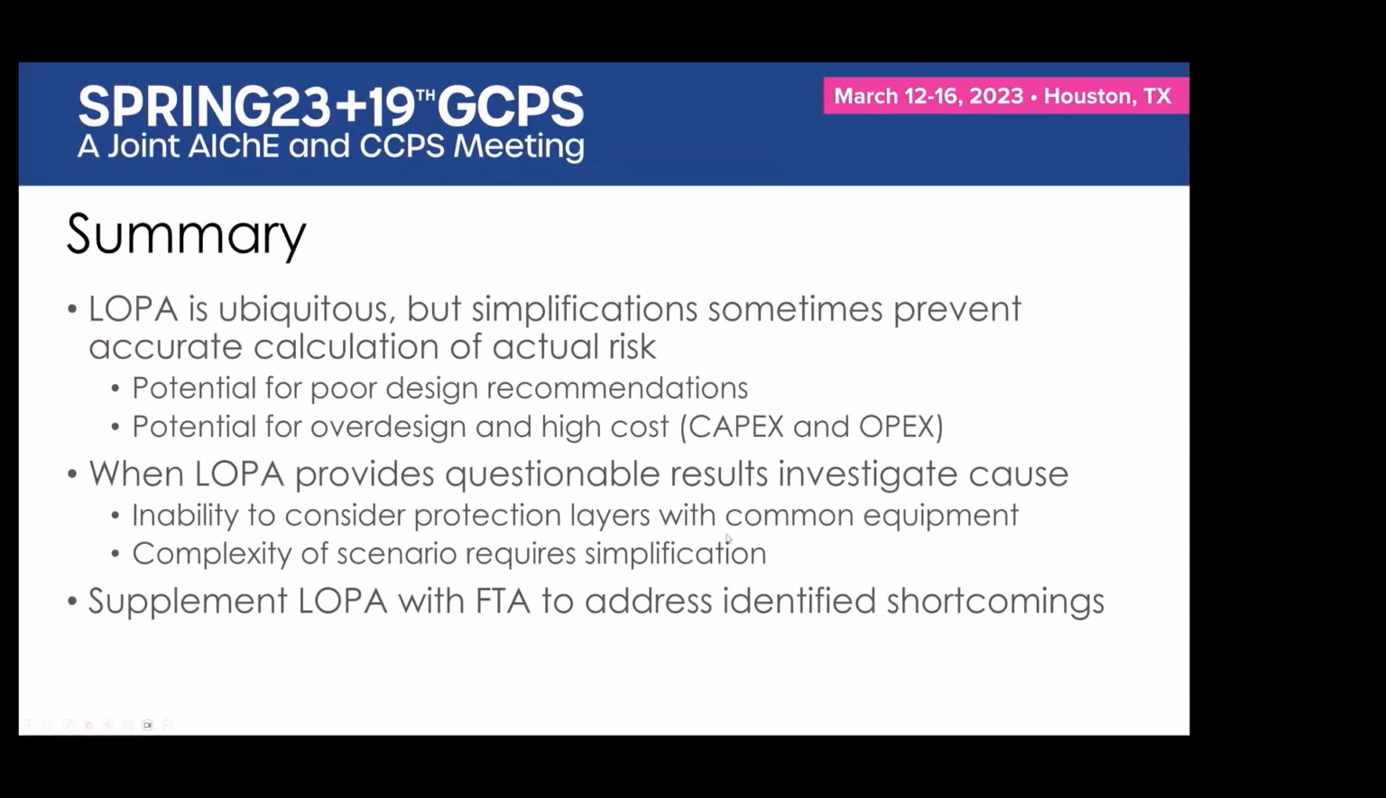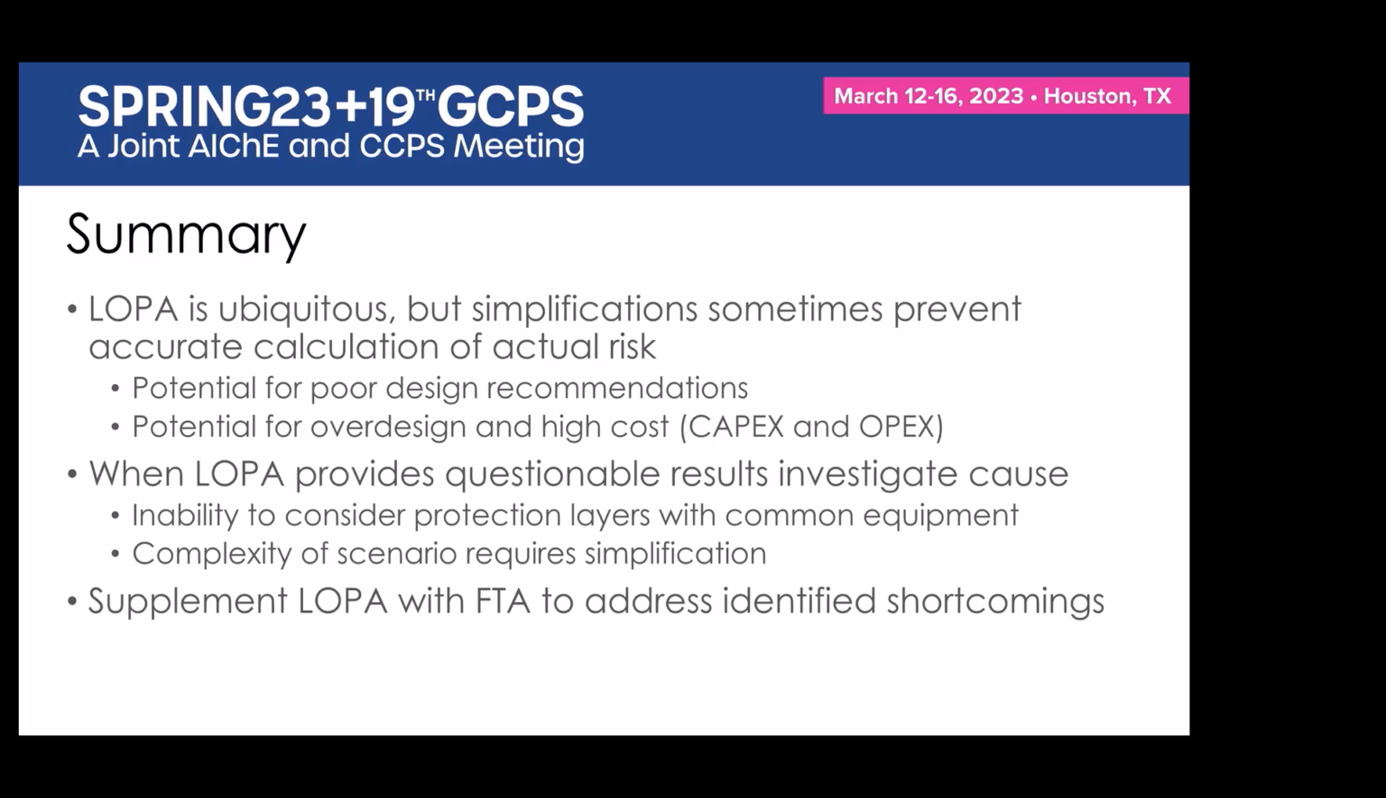LOPA is ubiquitous. It's a great tool. Lots of people use it all the time. But simplifications that are cooked into LOPA sometimes prevent you from accurately calculating the risk. And these simplifications sometimes result in poor design recommendations that include a lot of redundant equipment that you might not need. And when you get 5, 6, 7, 8, or 9 of the same device, that might be a clue that you're overcooking your results using the LOPA.